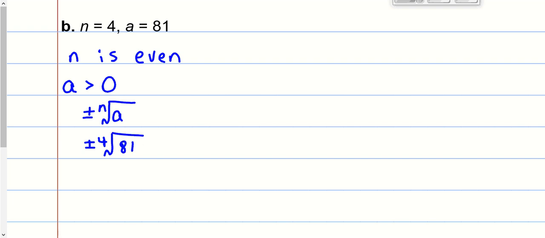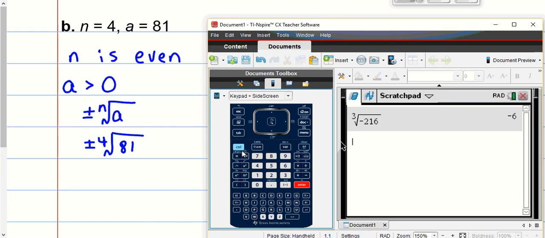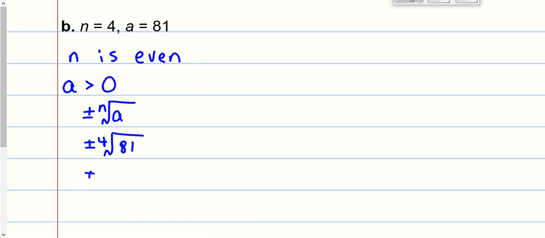So once again, plug that in your calculator. We have Control, the little rooftop. We're going to put a 4 right there, arrow over, and put an 81 right there. Press enter, and we get 3. We didn't put the plus or minus in the calculator, and you're not going to, but make sure you write that down, plus or minus, and then you have your 3. So plus or minus 3 is our answer.